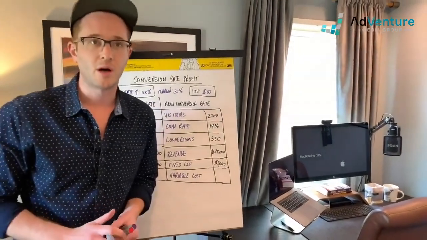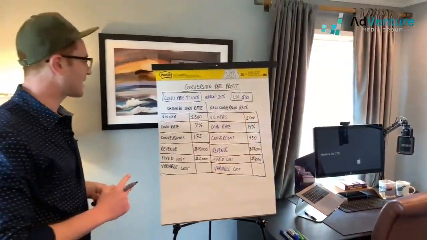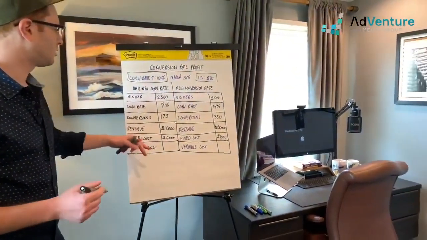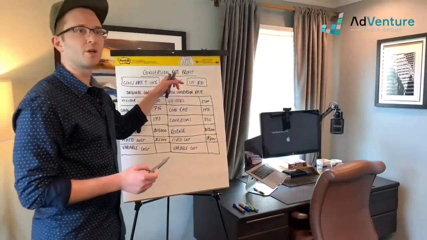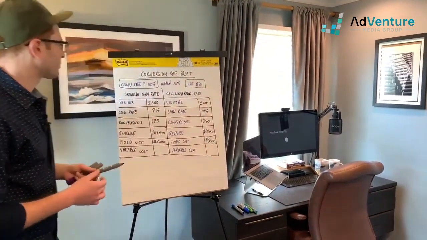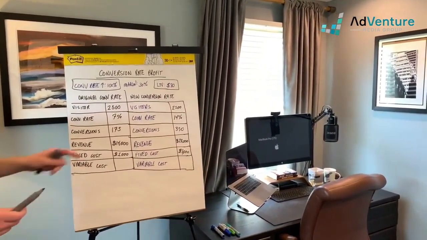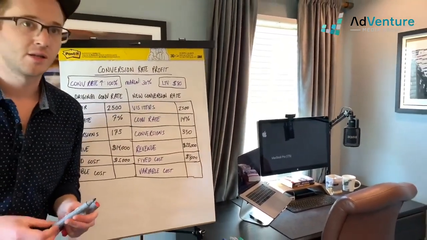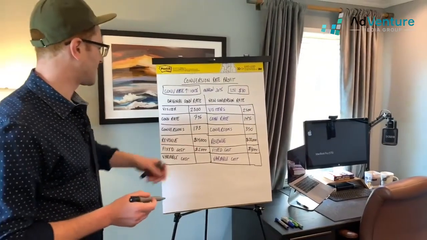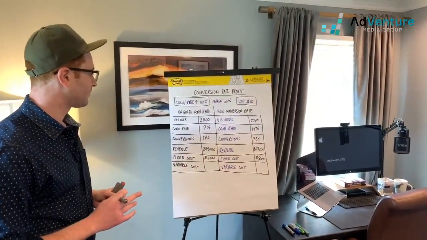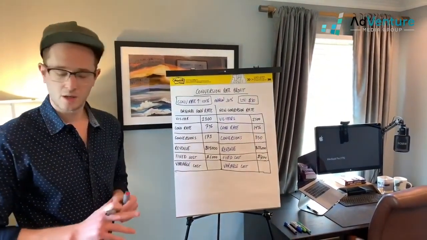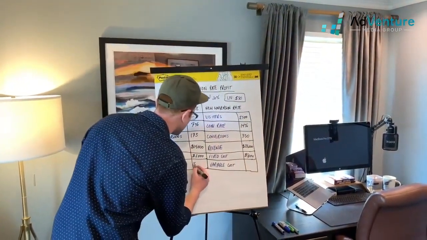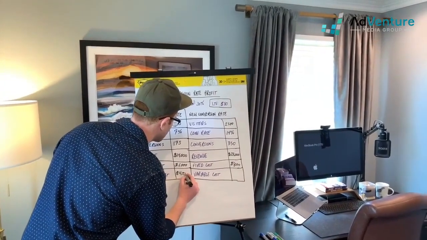Now your variable costs, that's where things will scale, right? So for our variable costs, we're just going to look at a 30% margin, right? So 30% of what? 30% of our revenue is going to be our variable costs. So 30% of 14,000 is $4,200. You could check the math, but I believe that's correct.